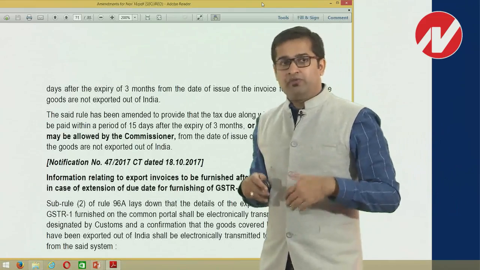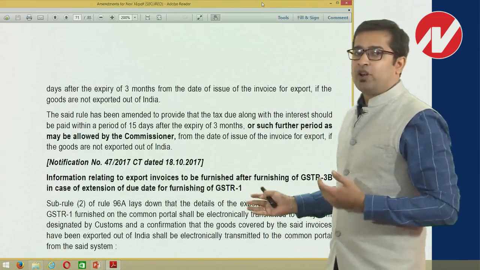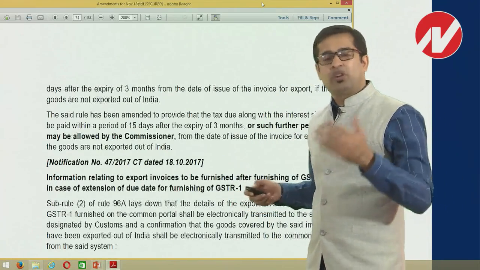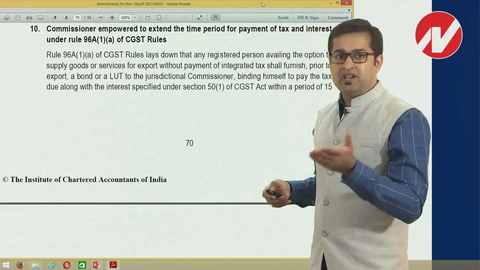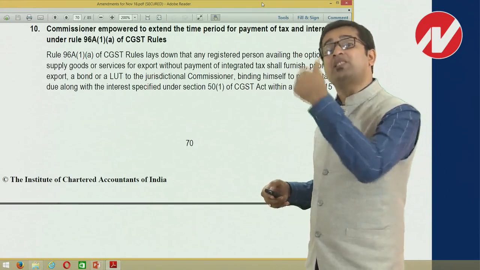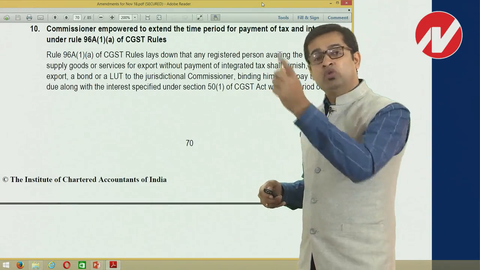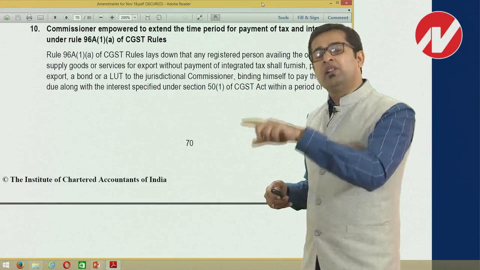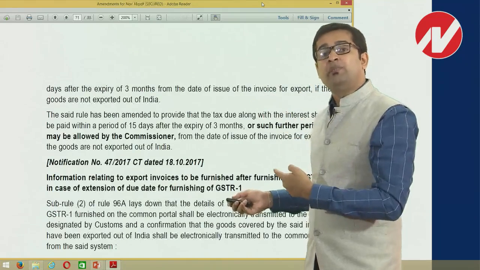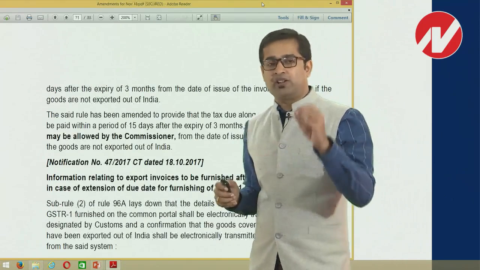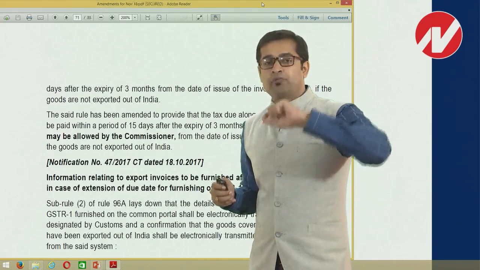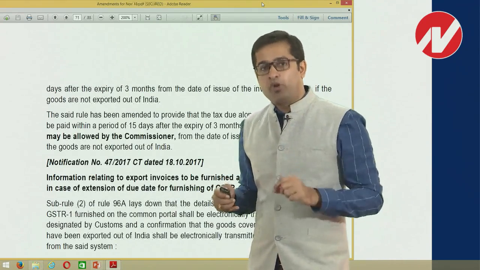Let us move ahead with a few more changes. There is one point with regard to information. Actually it is part of this only: if the extended period is granted, then when you pay tax along with interest in the extended period, the same has to be intimated in your GSTR 3B and GSTR 1. So that is the small change. That is not a separate point; rather it is part of the main point only.